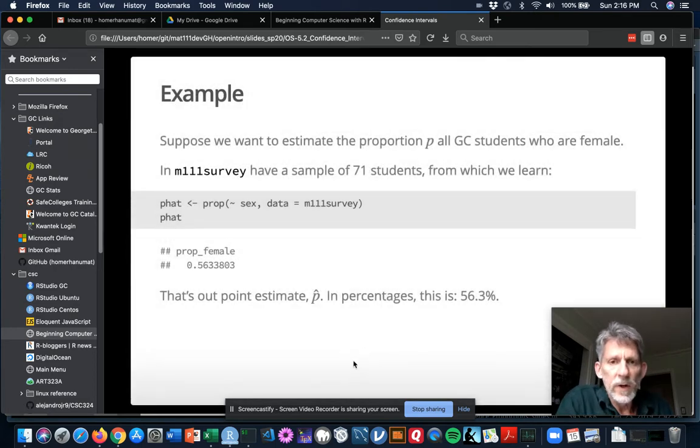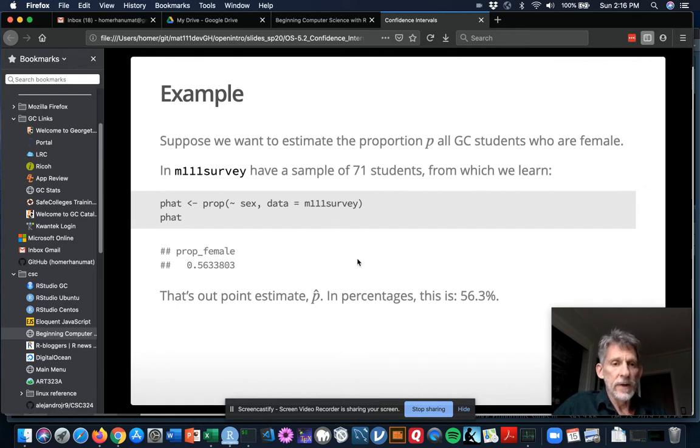So suppose you wanted to estimate the proportion P of all Georgetown College students who are female. That's 1,000 students, and maybe you don't have access to all of them to ask them whether they're female or not. And so you take a sample. In the Math 111 survey, we have that sample of 71 students, and they told us their sex.